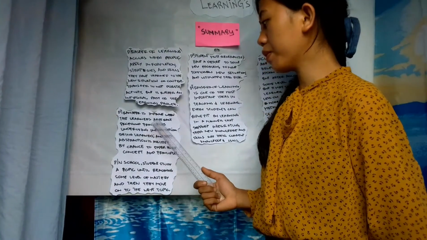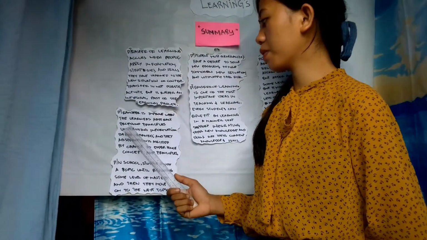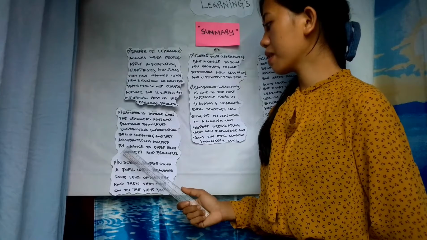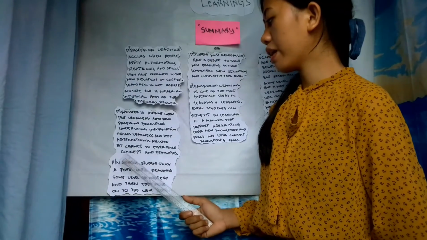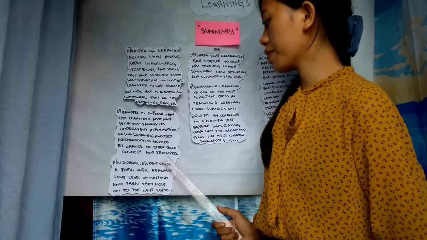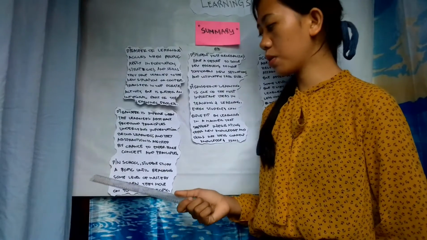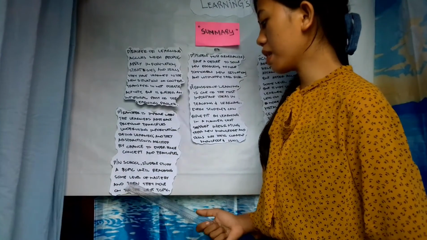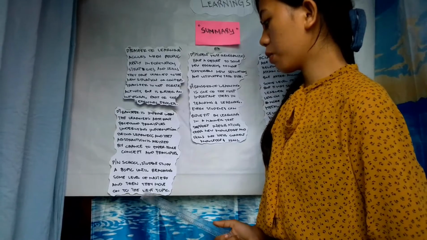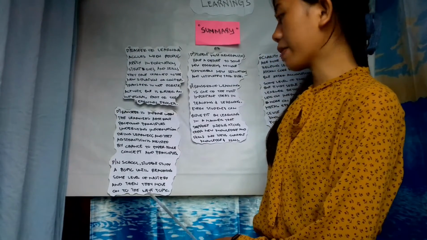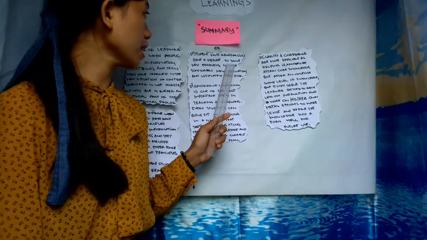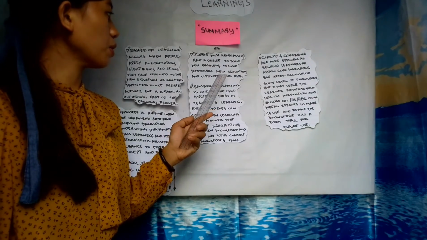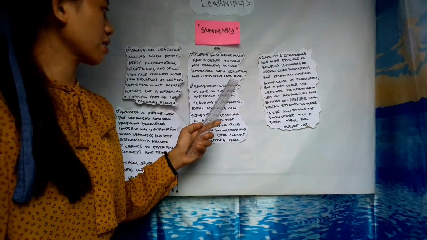Transfer improves when the learners abstract the profound principles underlying the information being learned, and these abstractions are associated with experienced concepts and principles. And in school, students study a topic until reaching some level of mastery and then they move on to the next topic. A student in transfer of learning must generalize, have a desire to solve new problems, move to new situations, and ultimately take risks.